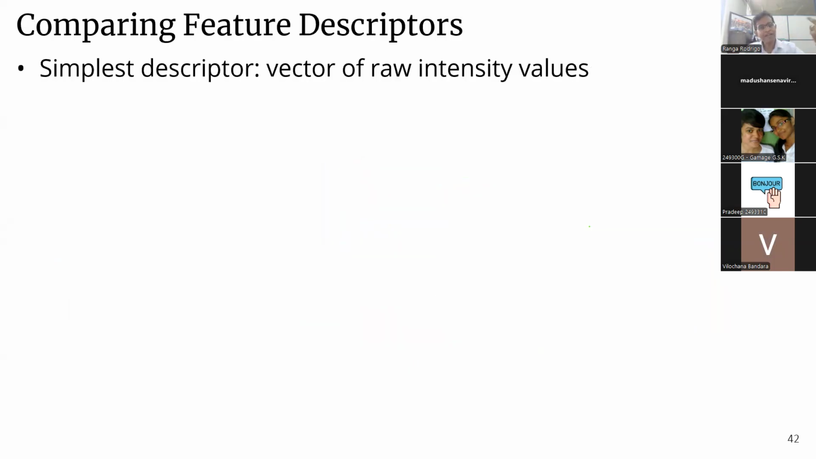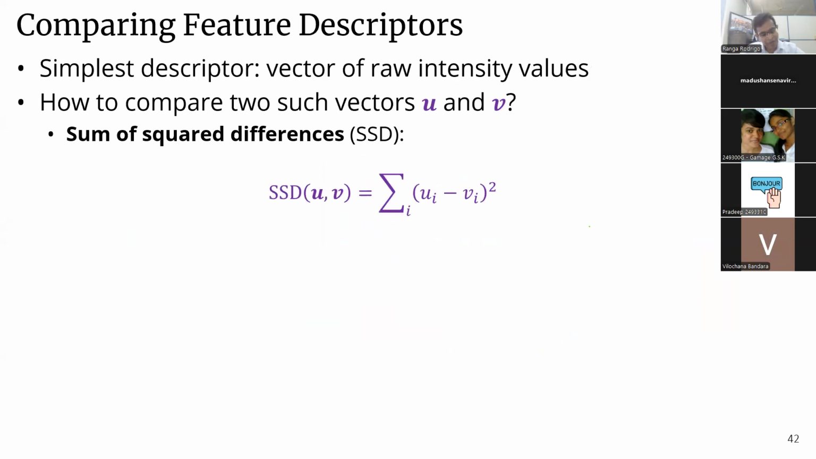A simple descriptor is a vector of raw intensity values. When you have raw intensity values, it is possible to compare, but it's very bad because of changes in viewpoint and illumination. So we can use the sum of squared differences. It's very easy. Here is patch number one in image one, and here is patch number two in image two. Maybe these are 21 by 21 patches, equal size. You subtract each element and square it.